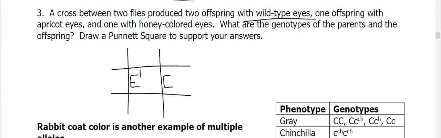I'm going to write my next dominant here. We have one offspring with apricot, so that's an E2, and one with honey, E3. Draw a Punnett square to support your answers. Okay, that's what we're doing. So here, I can see this one here has to be an E1 because both of the spaces to the right contain an E1.